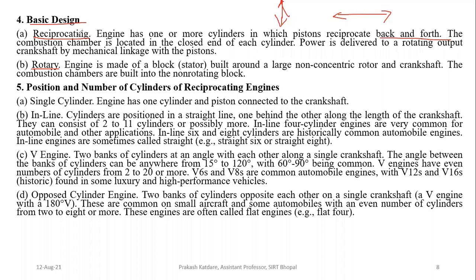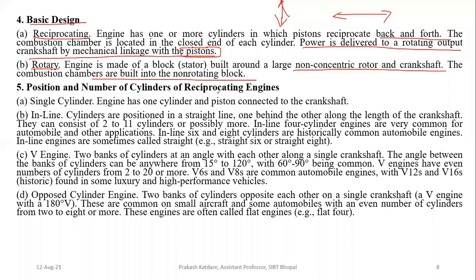And the power is delivered to a rotating output camshaft by mechanical linkage with the piston. The piston is our very first element and the most important element for power transmission. Then you have a rotary type of IC engine in which basically a rotor and the camshaft are there. The combustion chambers are built into the non-rotating block. What are these rotary types of IC engine and how are they classified? We will see this in our fourth unit.